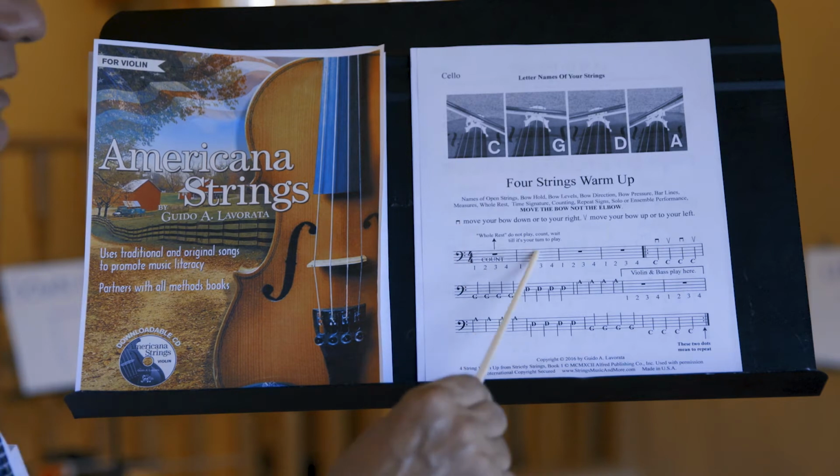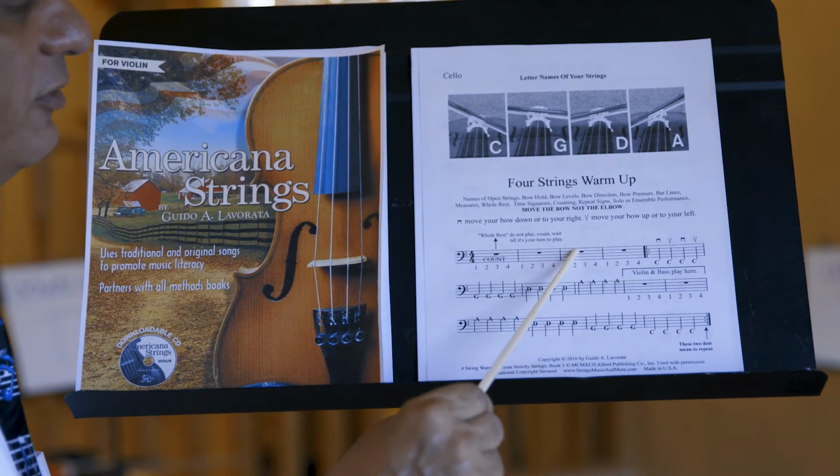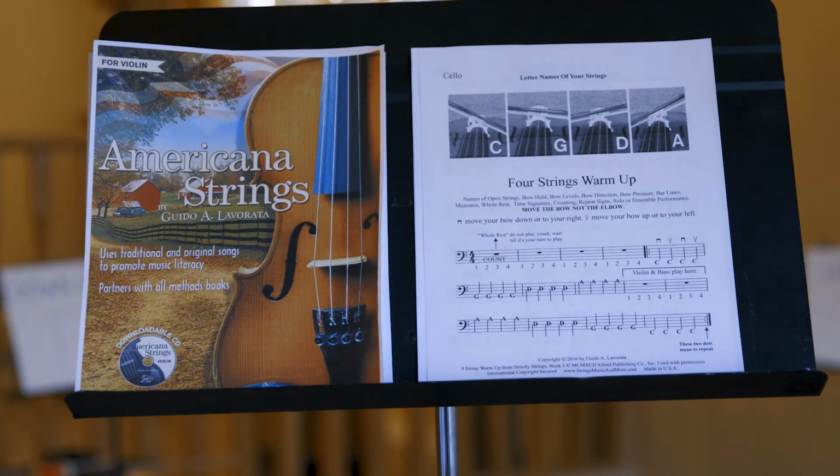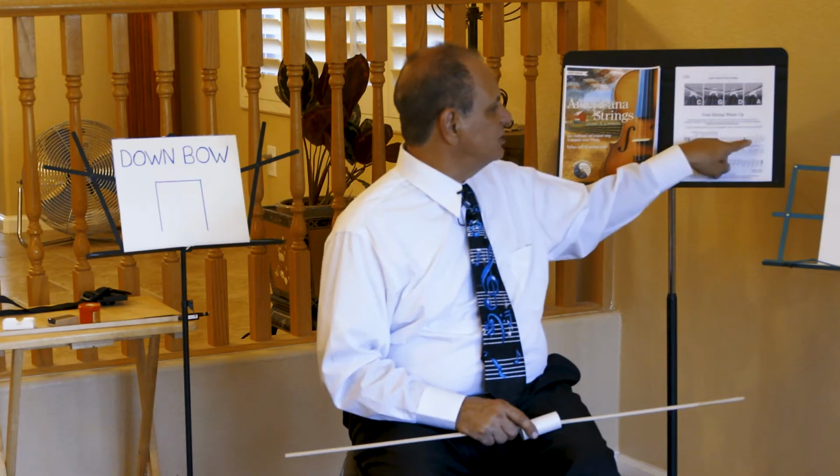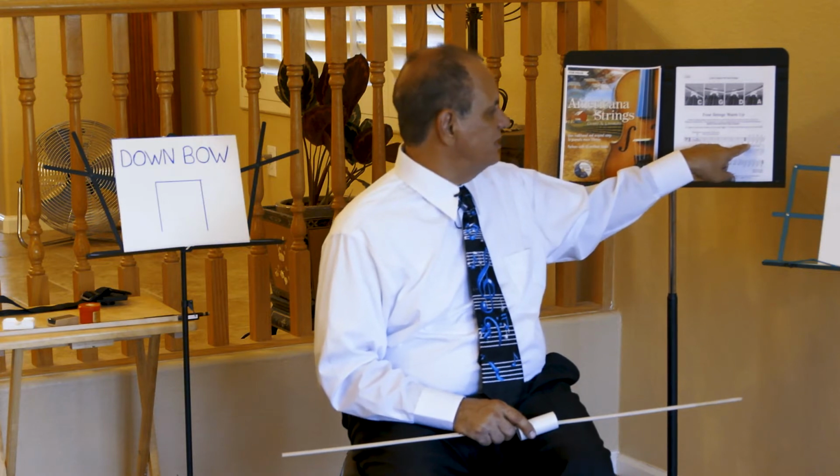You'll see upside down dashes. Those upside down dashes mean that you are going to stop your bow. You're not going to move your bow. You'll actually start playing right here where it says C.